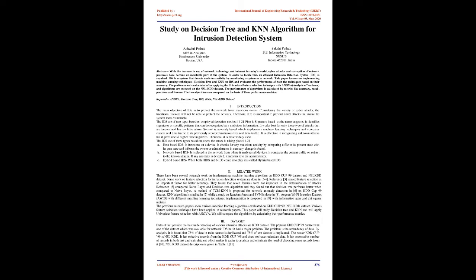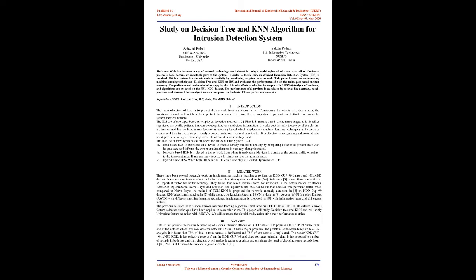The IDS are of two types based on the employed detection method. First is signature-based. As the name suggests, it identifies signatures or specific patterns that can be recognized as malicious information. It works best only for those types of attacks that are known and has no false alarm. Second is anomaly-based, which implements machine learning techniques and compares current real-time traffic to its previously recorded malicious-free real-time traffic. It is effective in recognizing unknown attacks, but it gives rise to higher false negatives. Therefore, it is most widely used.